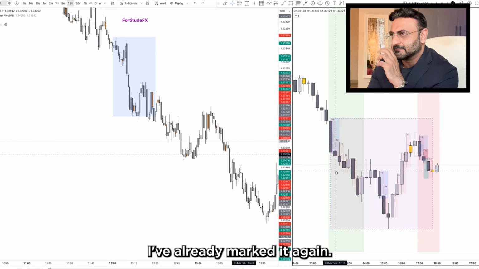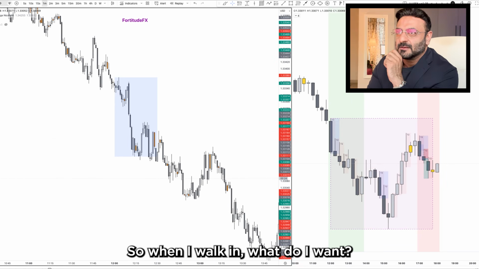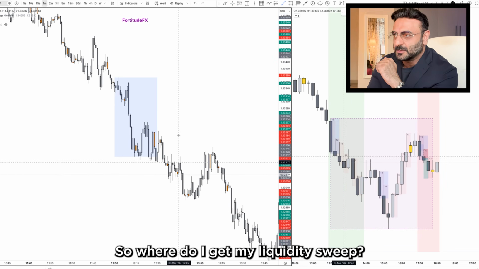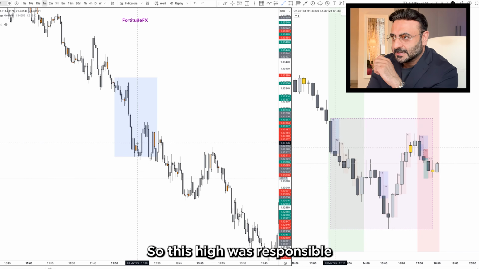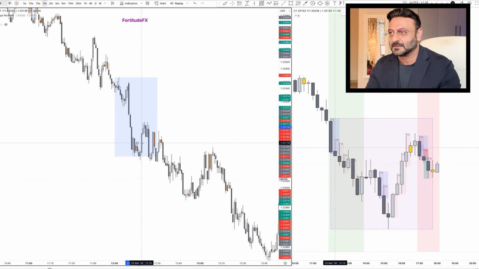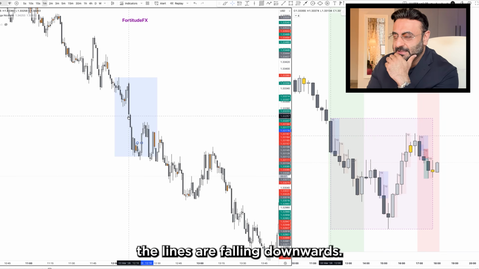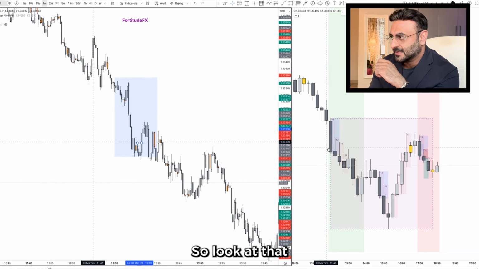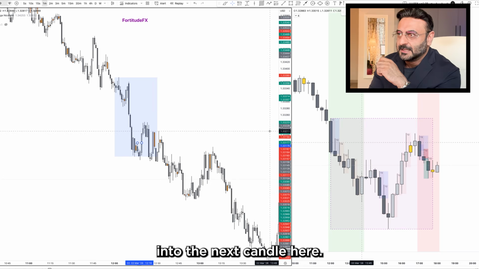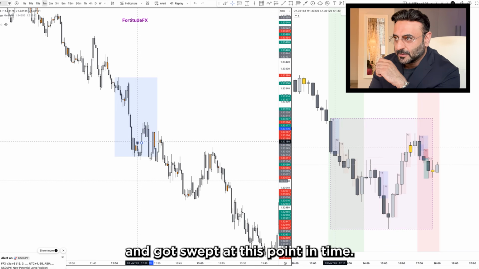I've already marked it. Again, this was the start of my session, right? So when I walk in, what do I want? I want a liquidity sweep. So where do I get my liquidity sweep? This high, right? This high was responsible for breaking this structural low. So if I'm following my fractal structure, the lines are falling downwards. It's a heavy bearish momentum candle, right? So look at that. I want to get involved in the next candle here. Heavy bearish momentum candle. This high broke this fractal low and got swept.